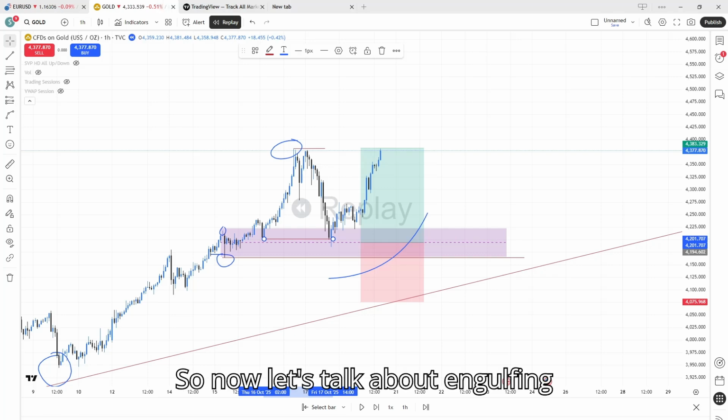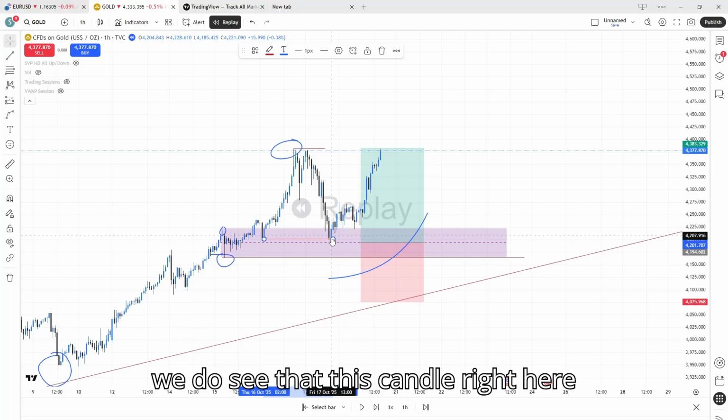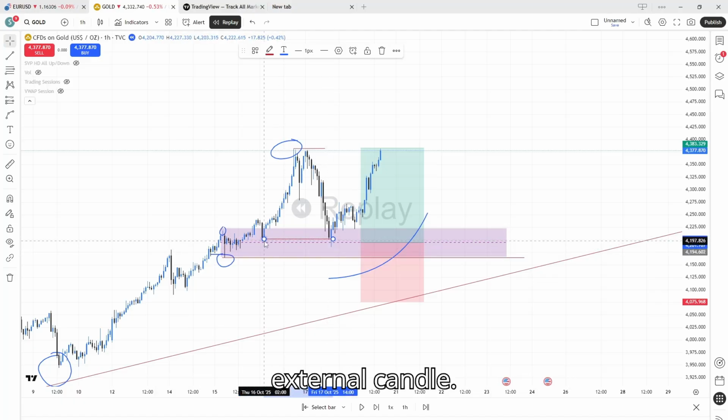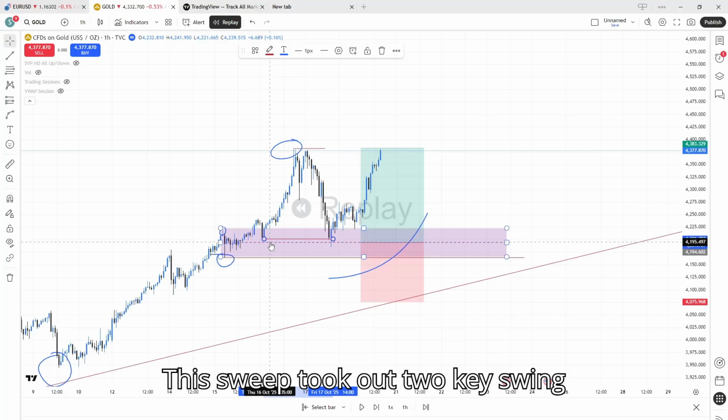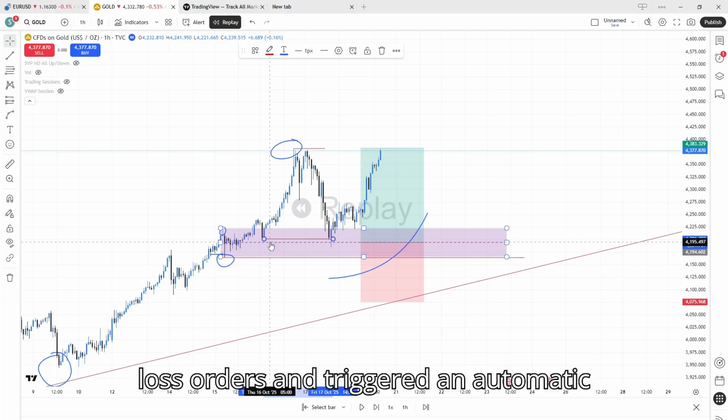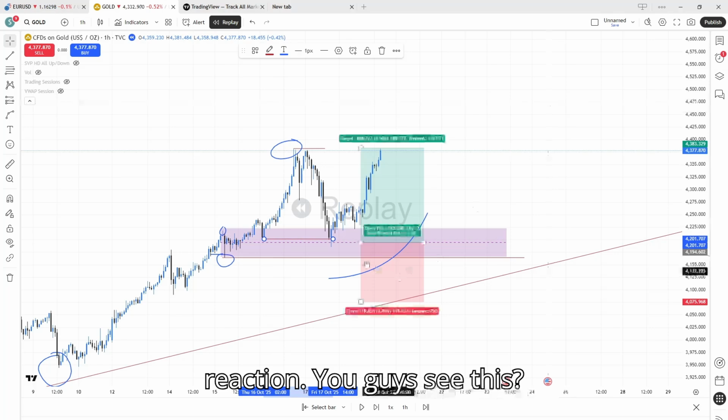So now let's talk about engulfing candles and liquidity sweep. Here, we do see that this candle right here took out the internal and the external candle. This sweep took out two key swing lows. Okay, it grabbed all of the stop loss orders and triggered an automatic reaction. You guys see this?